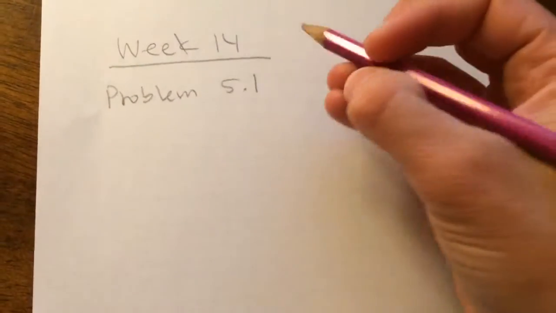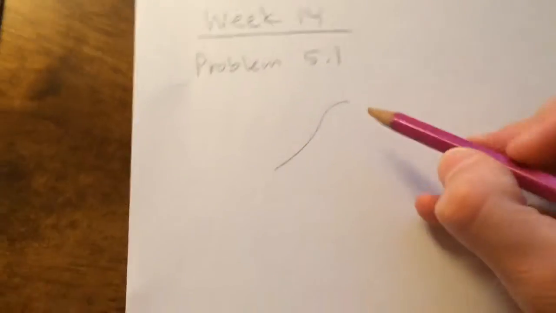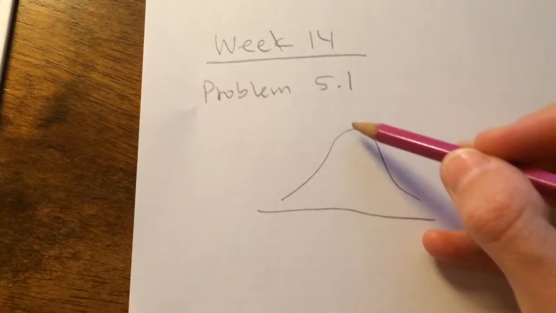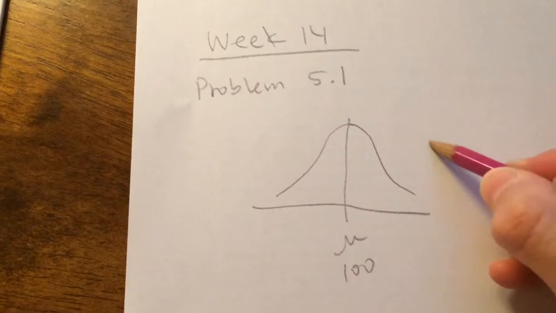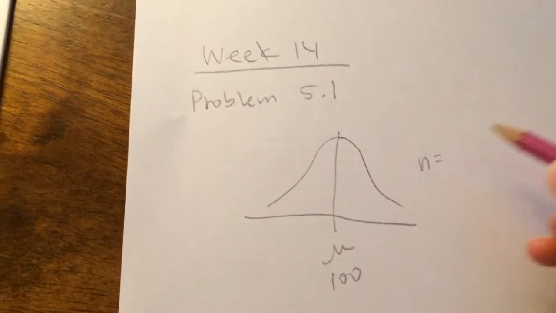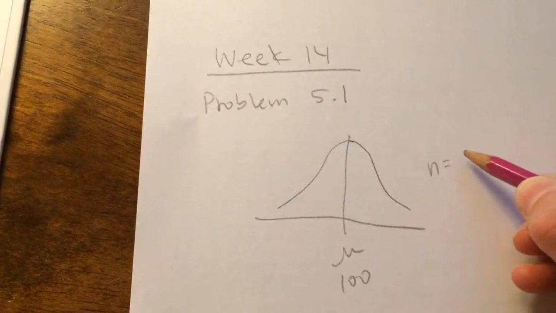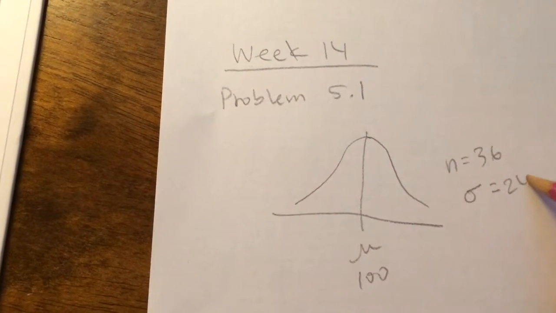All right, so what we have here is a normal distribution. And so we want to draw that out because it's always nice to know what we're dealing with. And we have that mean in the middle. It is 100. We're also given the sample size here, which is 36, and the standard deviation, 24.